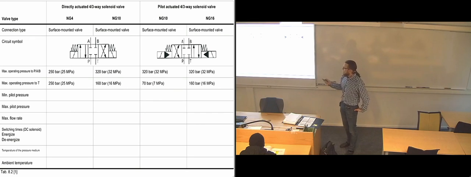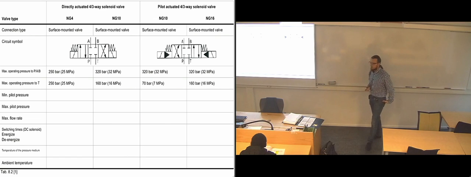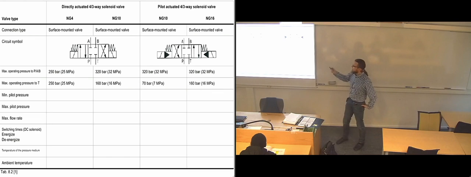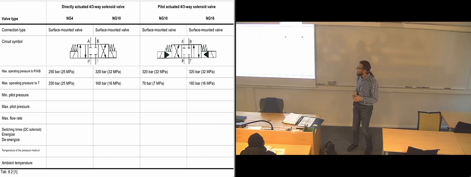And the maximum pressure when we are returning to tank, we can see that it's differing a little bit in the different kinds here, but overall it's lower on the pilot actuated one, and that has to do with the pilot pressure being connected to stuff here, because the pilot pressure also has to be able to return to tank, and then you can't really have too high of a pressure in the return line.